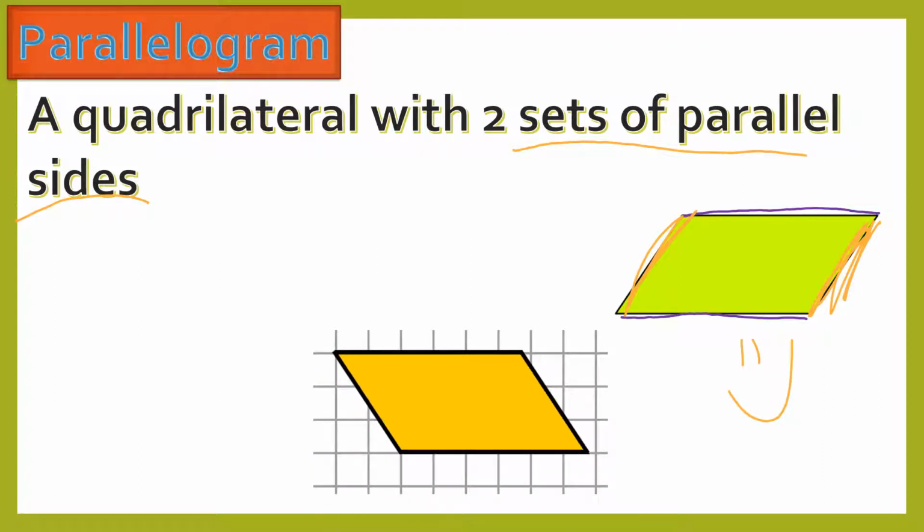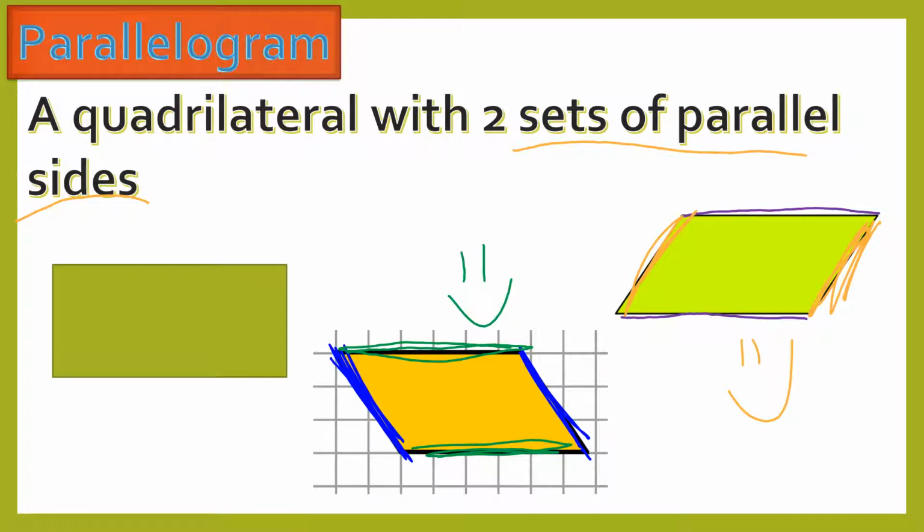What about this guy? One set of parallel sides. Two sets of parallel sides. You are a parallelogram. Front row. Is this a parallelogram? We went over it earlier. You know this. One set. Two sets. You are a parallelogram. And that can be kind of confusing because you already know the definition of this shape.